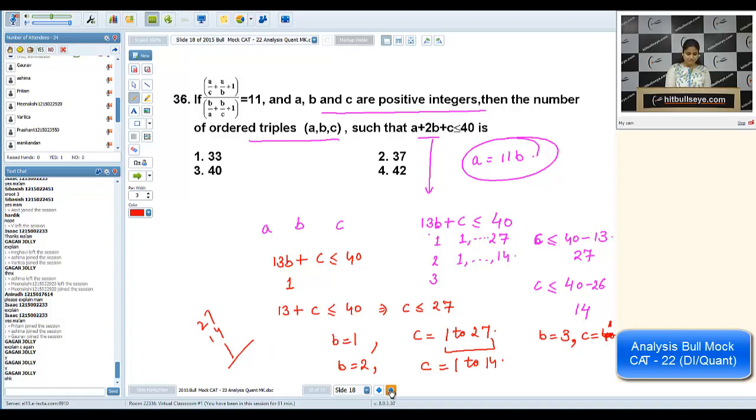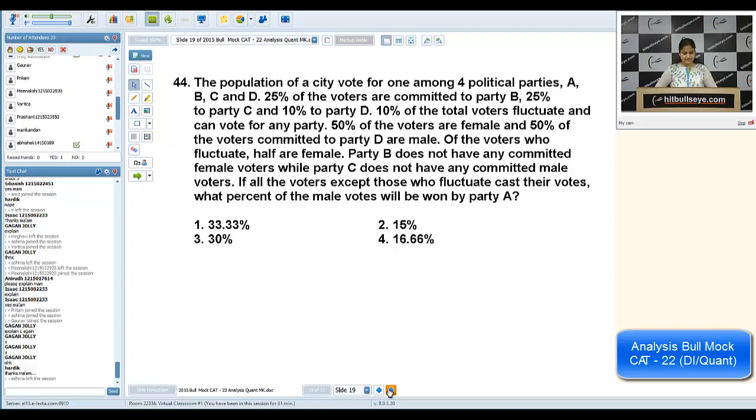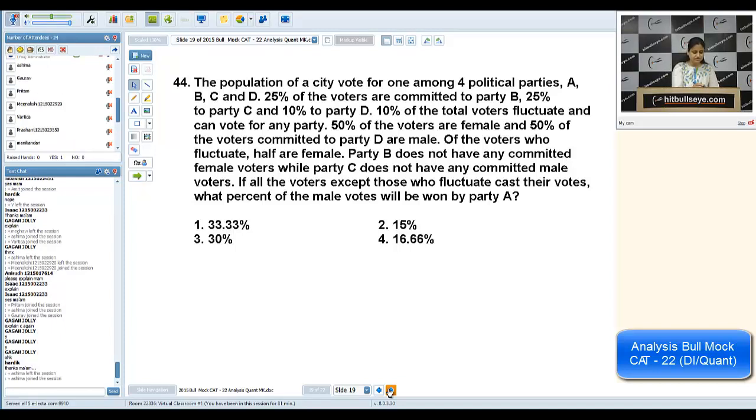Okay, let us move. Question number 44. Okay, Hardik, my pleasure. Question number 44. Yes, any problem in question number 44?